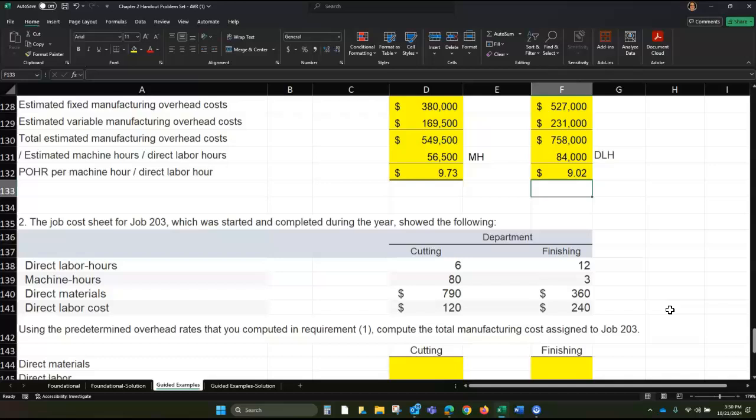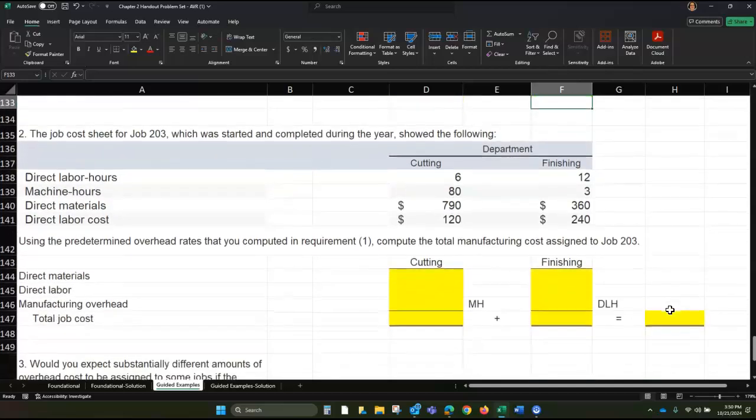All right. Okay, let's take a look at part 2. The job cost sheet for job 203, which was started and completed during the year, showed the following. So we've got direct labor hours, machine hours, direct materials, and direct labor cost. Using the predetermined overhead rates that you computed in requirement 1, compute the total manufacturing cost assigned to job 203.